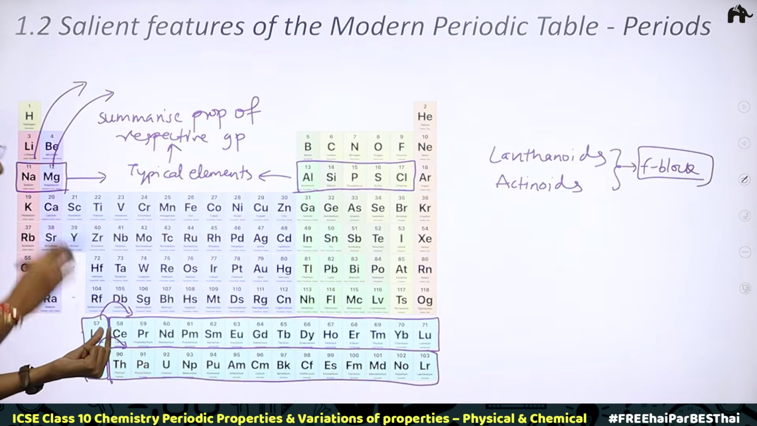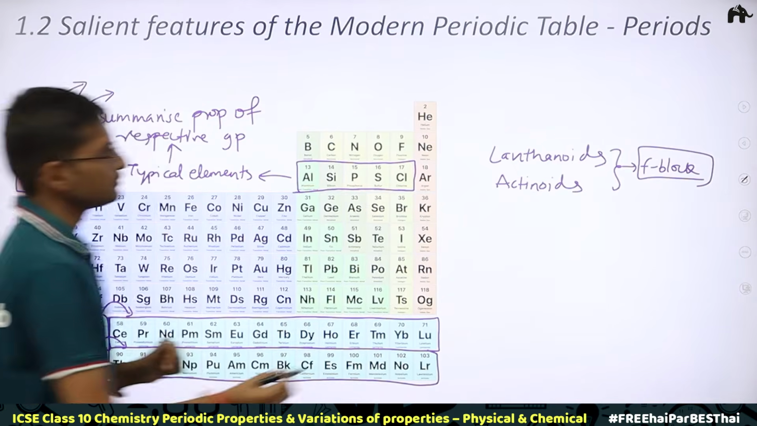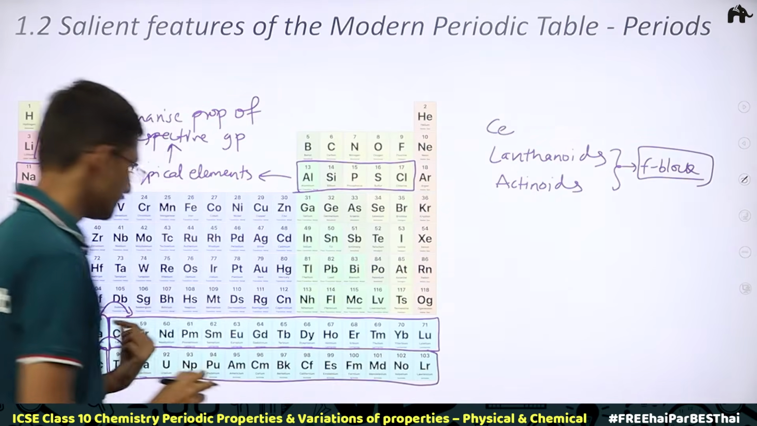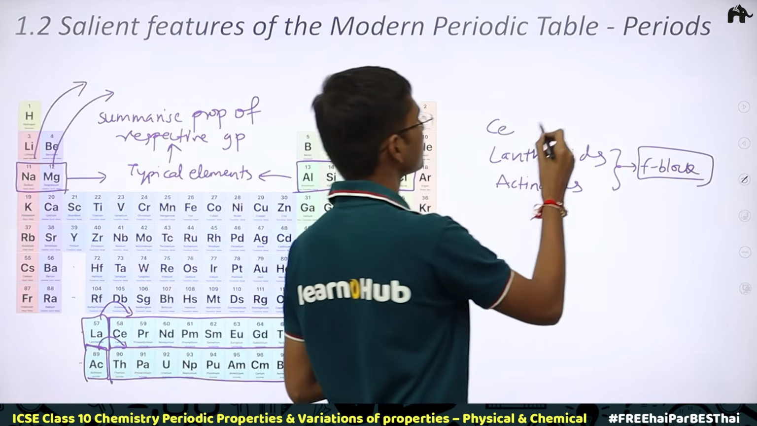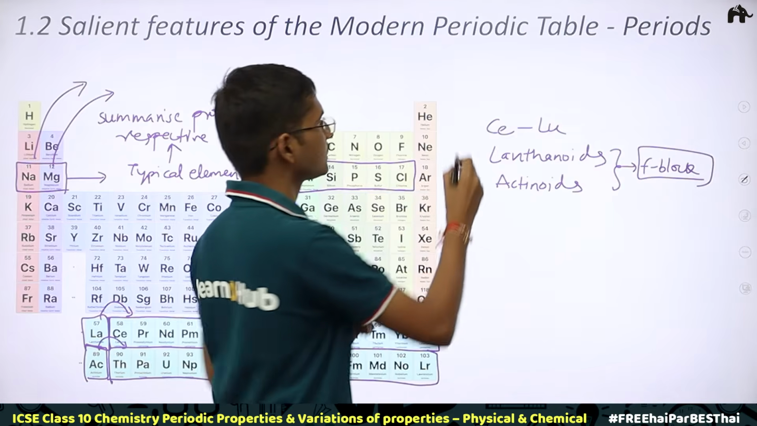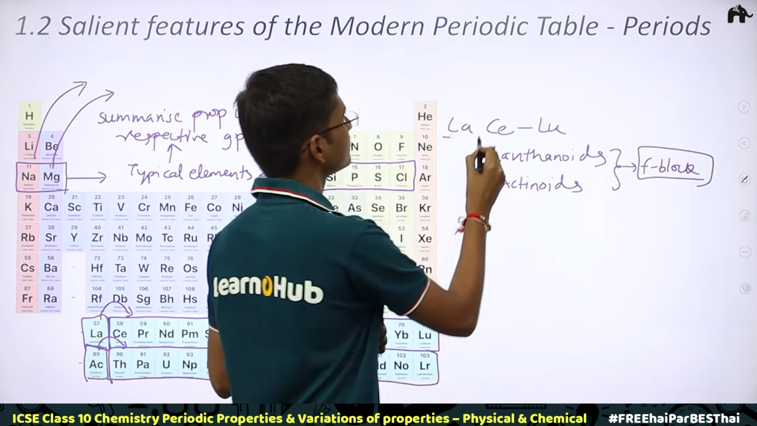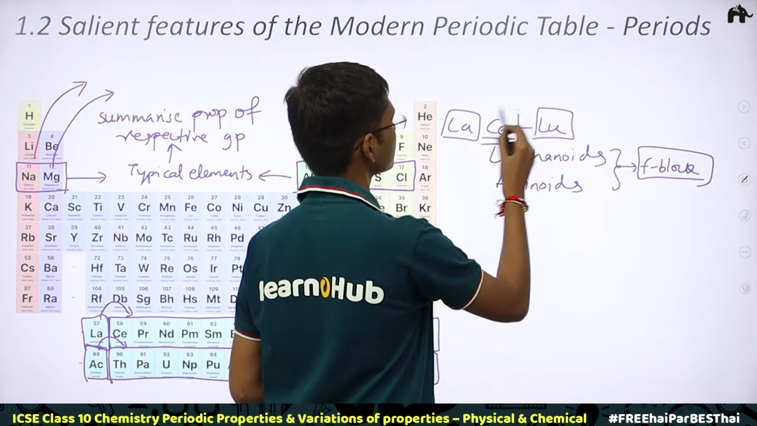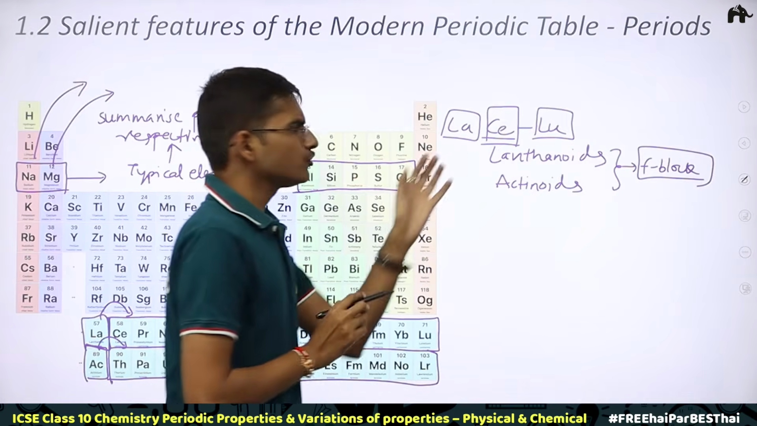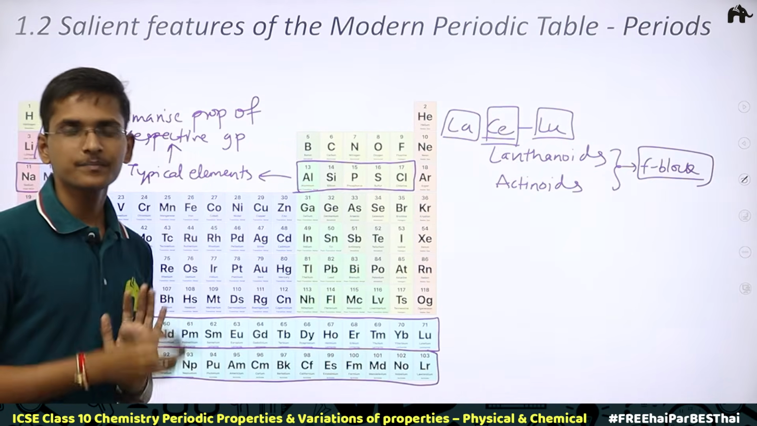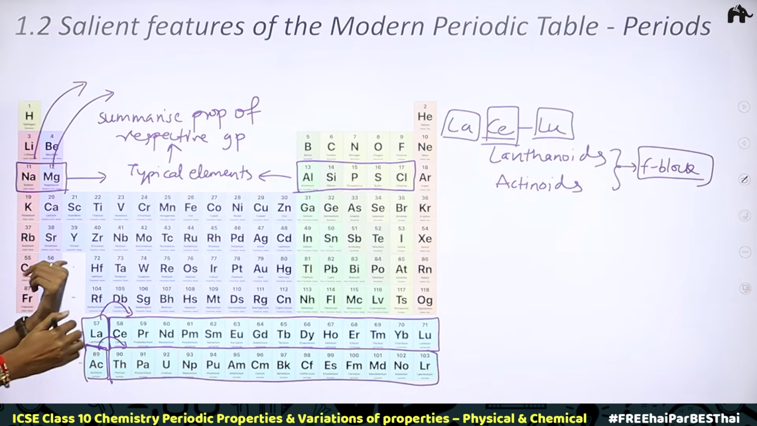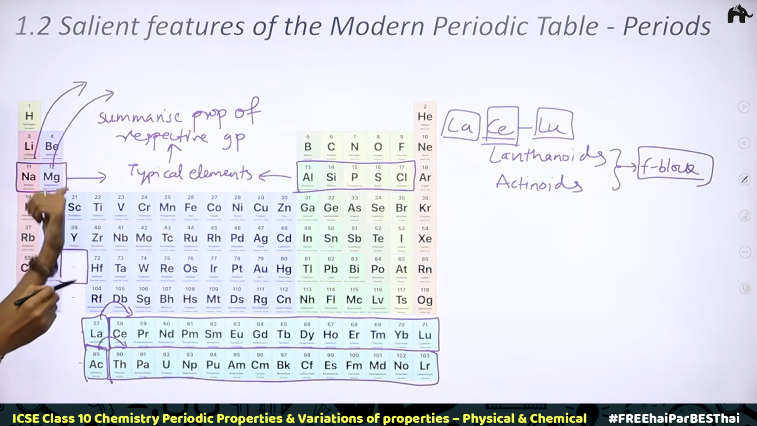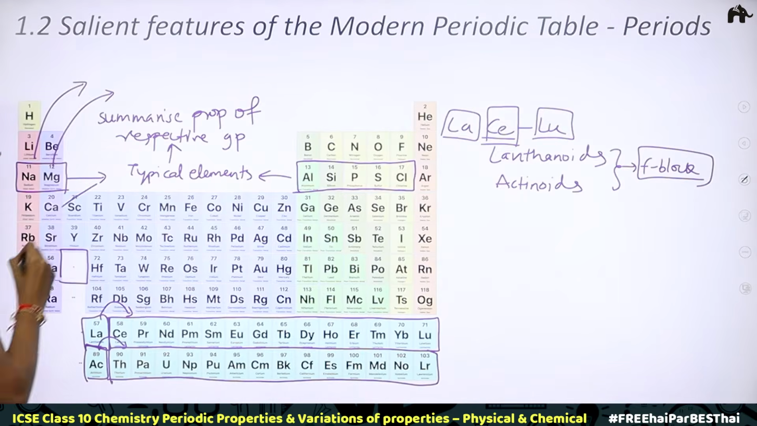Now lanthanoids start from cerium and end at lutetium. How would you remember this? Before cerium comes lanthanum, and you would remember it this way: La to Lu. After La it is Ce, cerium. Now how would you remember the range of atomic numbers? It's very simple. See, lanthanoids come in 3rd group and in 6th period. So this is the 6th period.